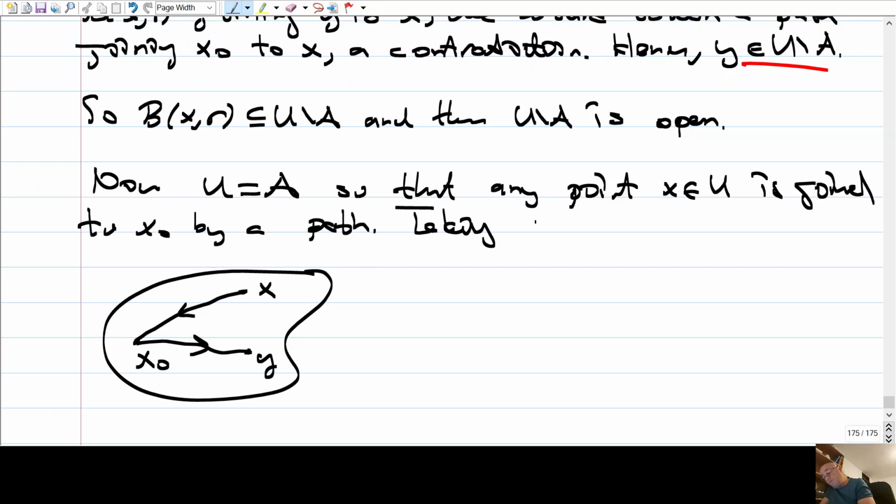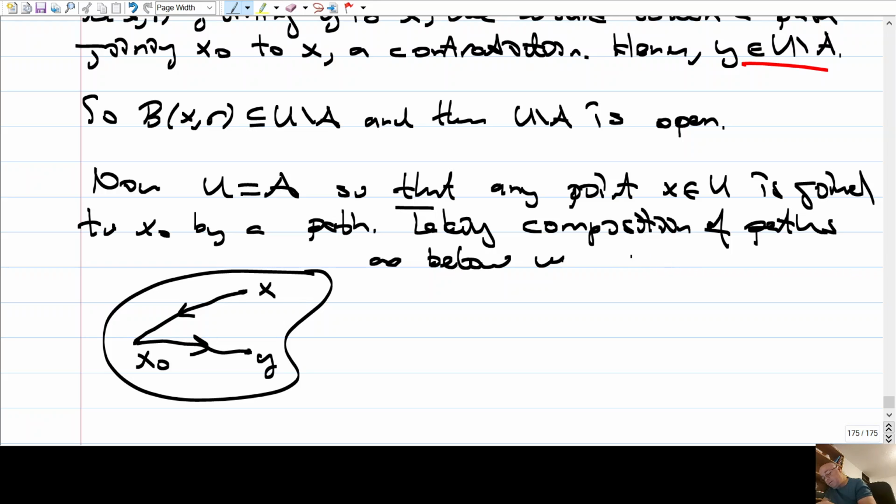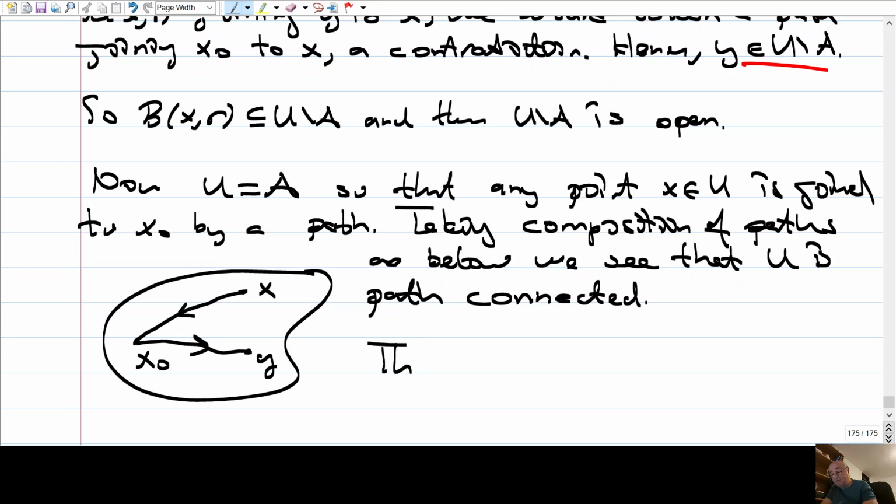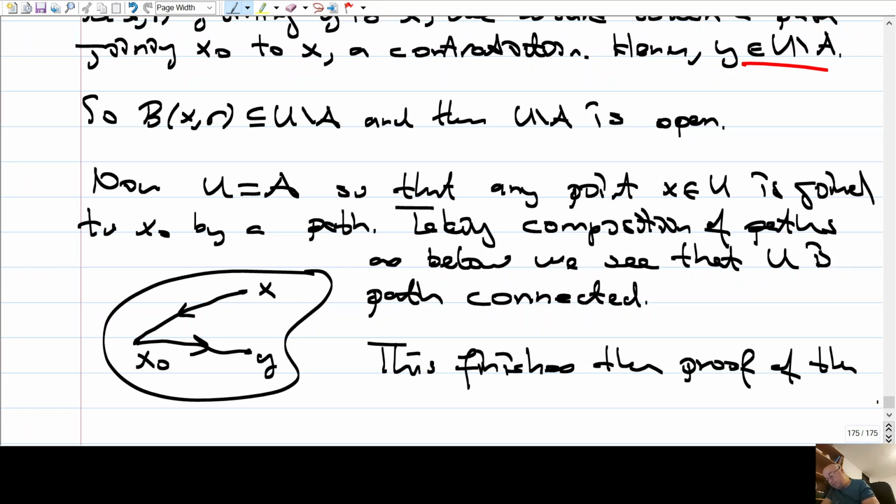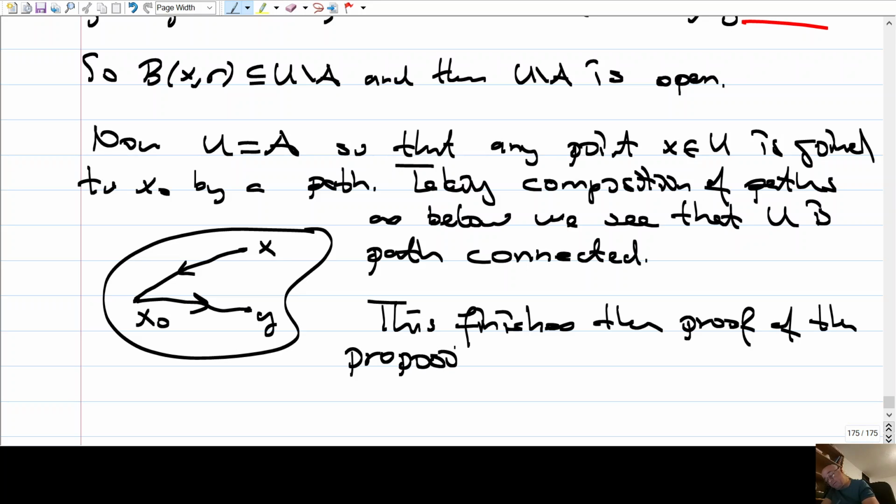Taking composition of paths as below, we see that U is path connected. So this finishes the proof of the proposition. Okay. Any questions so far? Anything you don't understand in this proof?